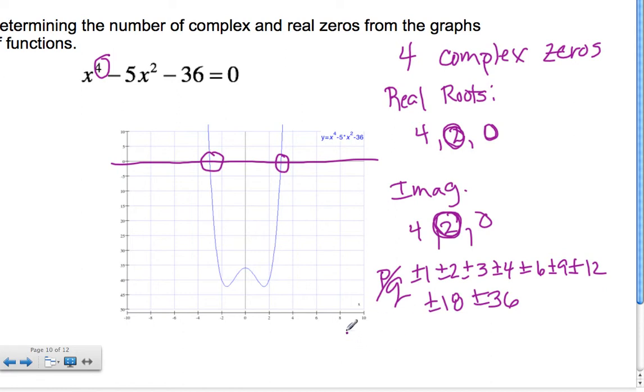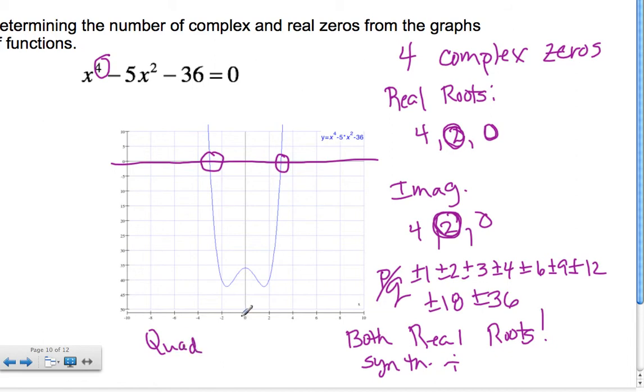You need to find both real roots through synthetic division, and then through the quadratic formula, you will find the two imaginary roots.